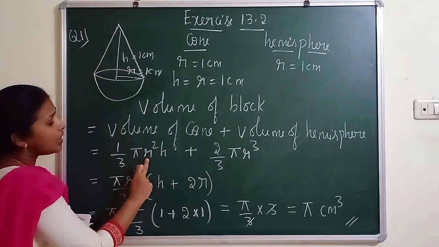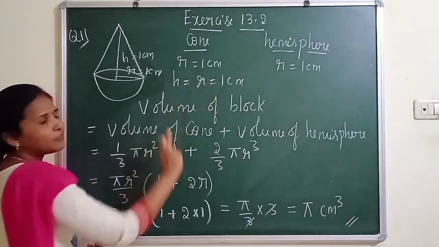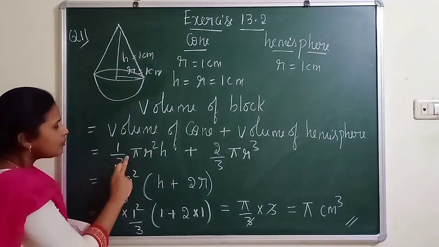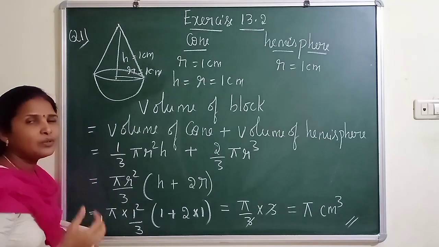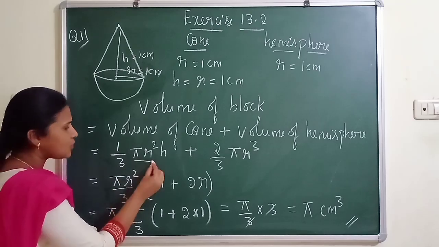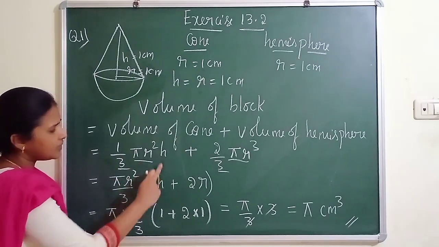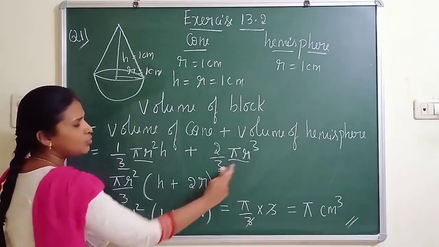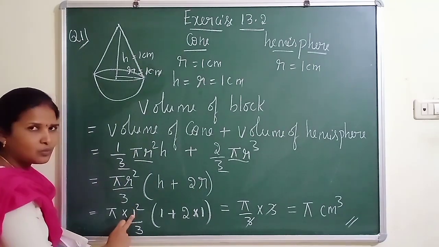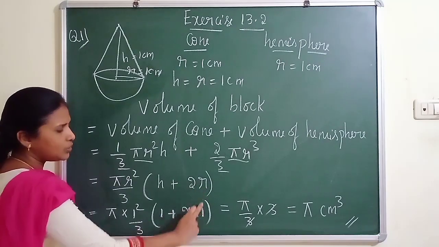So 1 by 3 pi r square h. What is the radius? The radius is 1 centimeter for the cone. The height is also equal to the radius, therefore it becomes 1. And the hemisphere radius is also the same, that is 1 centimeter. So substitute now, and instead of substituting separately, try to take common. Then your simplification will be very easy. So pi r square by 3 is common in both the terms. Take pi r square by 3 common, and in the first term h is remaining, plus in the second term 2r is remaining. Now substitute: pi, I said keep as it is, into r is 1, square, divided by 3. In the bracket, h is 1 plus 2 into the radius, which is 1.